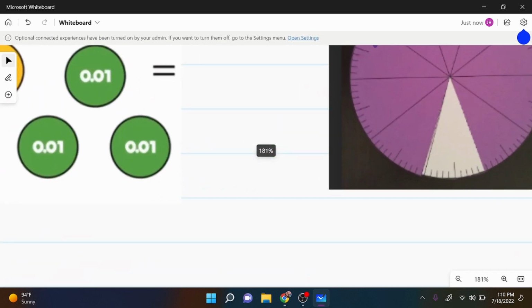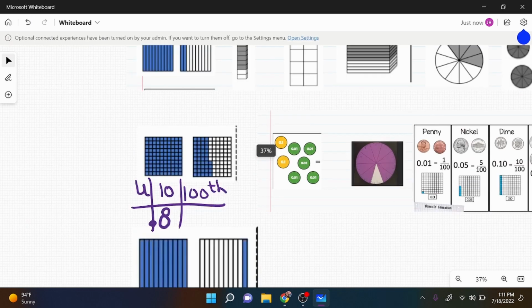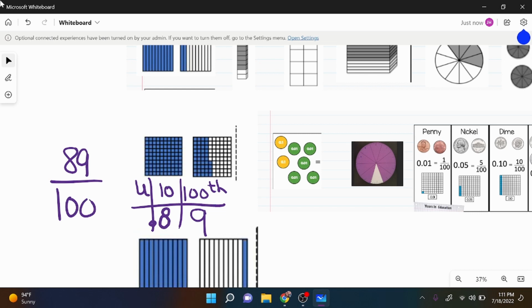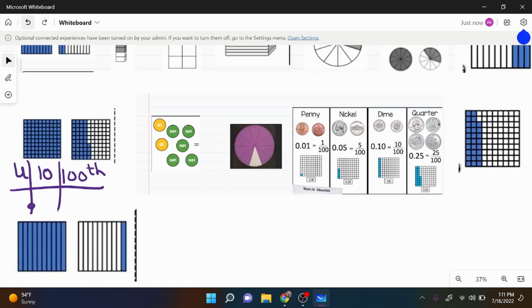And then on this one, that whole piece is not shaded in. It's 1 shy from being shaded in. So this would be 1, 2, 3, 4, 5, 6, 7, 8, 9. So this would be 9 hundredths. So that fraction wheel says 89 hundredths. If I wrote it as a fraction, it would look like this, 89 hundredths. So there are our fraction wheels, but it has the hundredths on it.